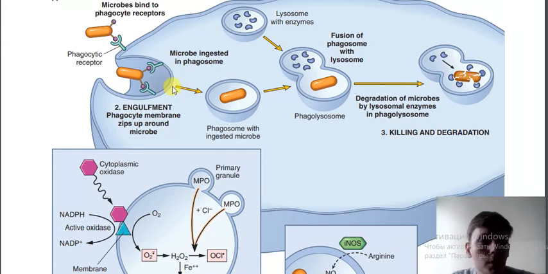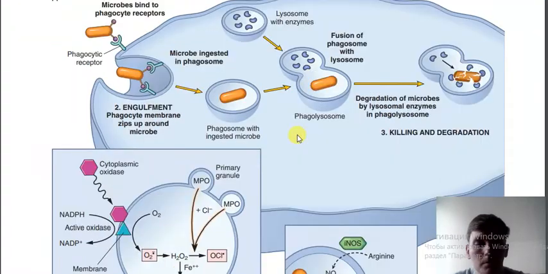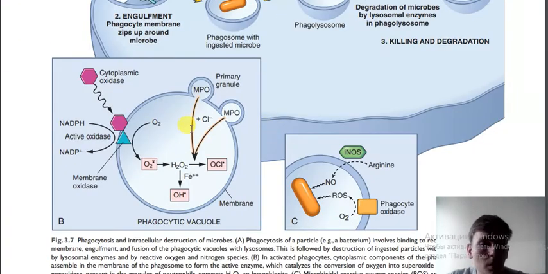So without bothering here. Recognition and attachment. So how does it go? Everything is similar to what we discussed in phagocytosis. When this bacteria is attached to the phagocytic receptor, it gets engulfed inside the cytoplasm. So the phagosome is present here, a bubble of phagosome. Then this phagosome is joined with lysosomes with enzymes, and then this bacteria gets digested by these proteolytic enzymes in the phagolysosome. Okay.